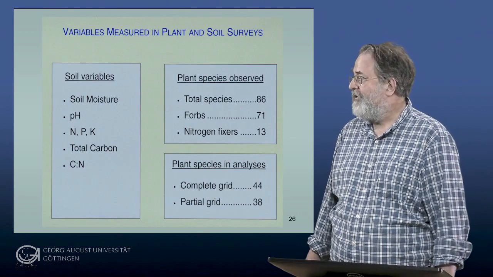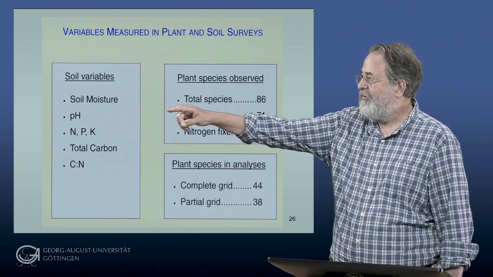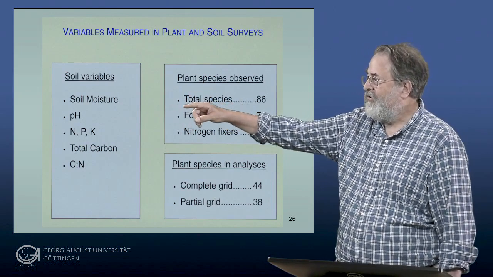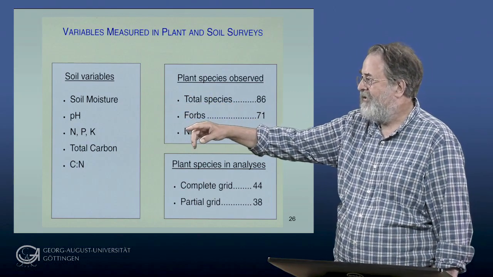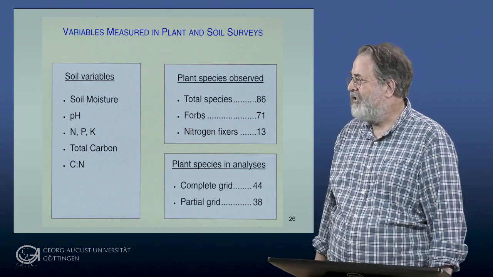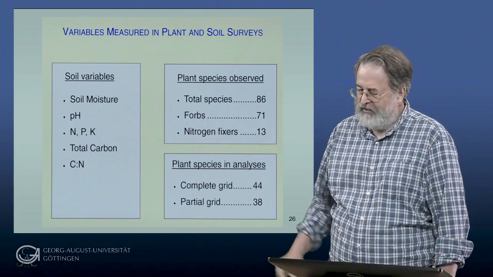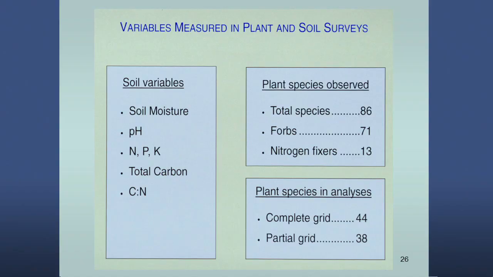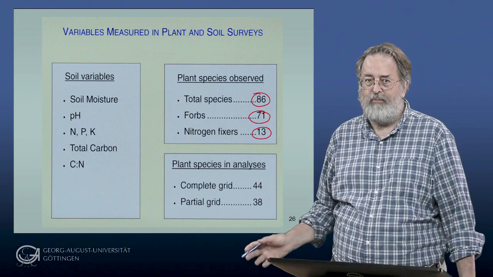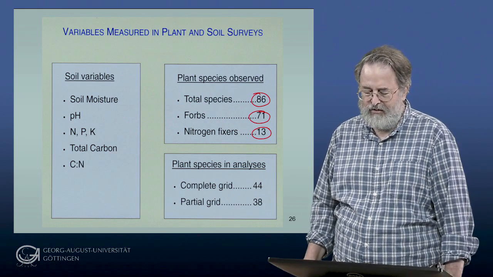This just gives an idea of the things that we measured. For soil variables, we measured soil moisture, pH, NPK, total carbon, and carbon to nitrogen ratios. For the plant species, we had 86 species that were observed in the entire study, indicating to some extent the diversity here. 71 of those were forbs, that is non-grassy herbaceous plants, and 13 of those were nitrogen fixers, which are really an important component of these ecological systems.